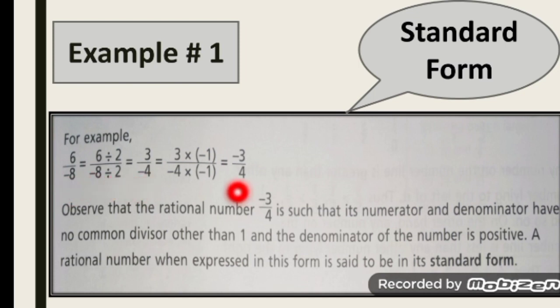You can see that there is no common divisor of minus 3 and 4 now. So minus 3 by 4 is in lowest form and the denominator is positive. We can also do this step, minus 3 by 4, after this step. We can make the denominator positive by taking the minus sign to the numerator.